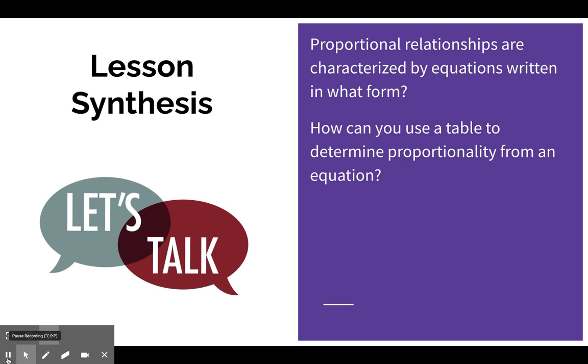So let's synthesize what we've done in our lesson. Proportional relationships are characterized by equations written in what form? And then how can you use a table to determine proportionality from an equation? Let's just have two students share out their answer to the first one and then one sharing out their answer to the second one. We'll pause here and then reconvene.